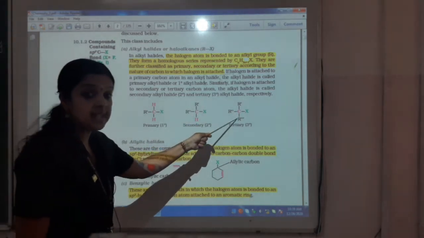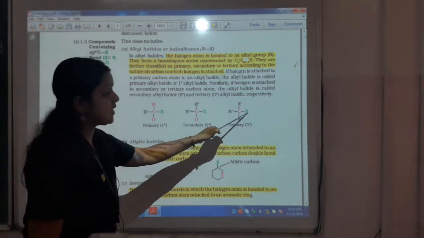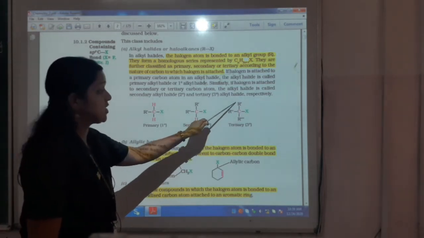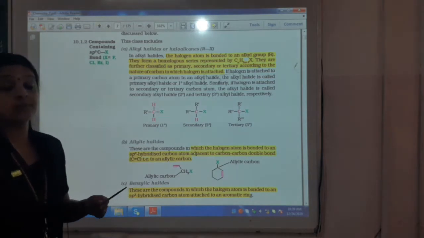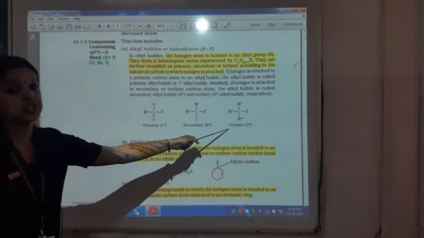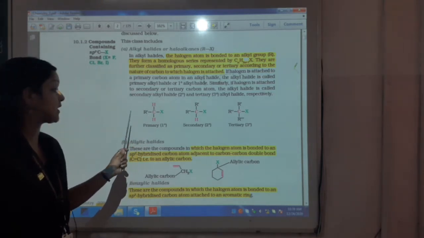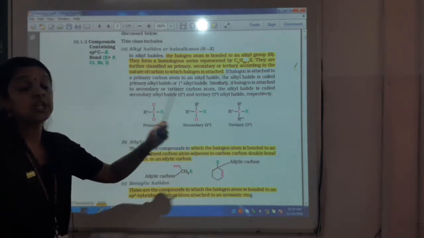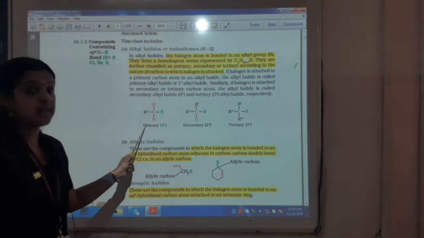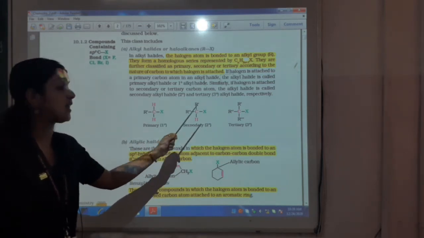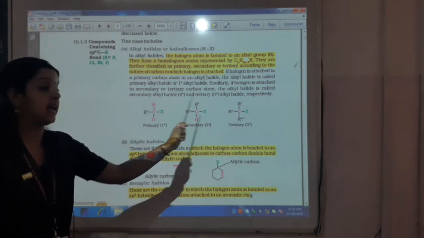And if you come to the third structure, the halogen atom is attached to the carbon which has three alkyl groups, which means they are called tertiary. So depending on the nature of the carbon, whether it is primary, secondary or tertiary, you call it primary alkyl halide, secondary alkyl halide and tertiary alkyl halide.